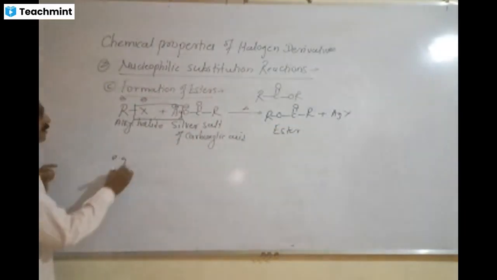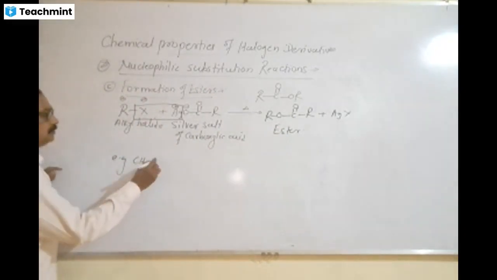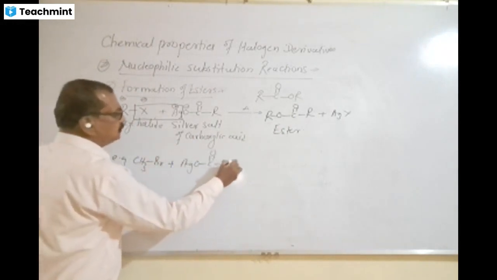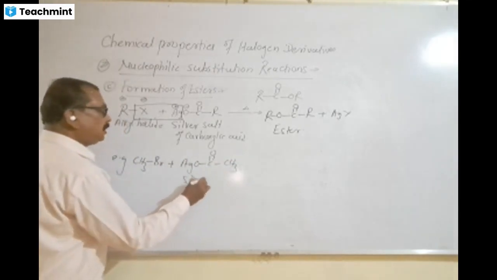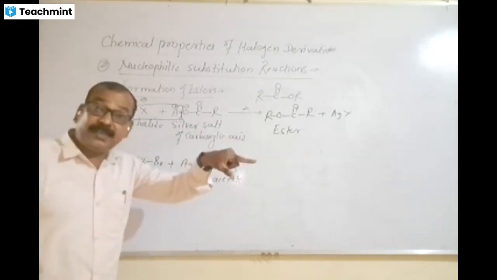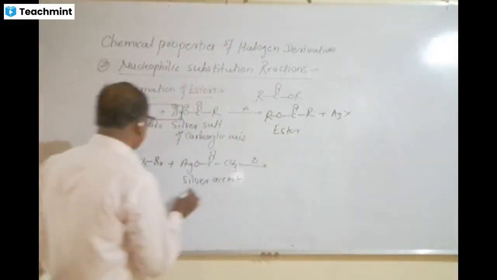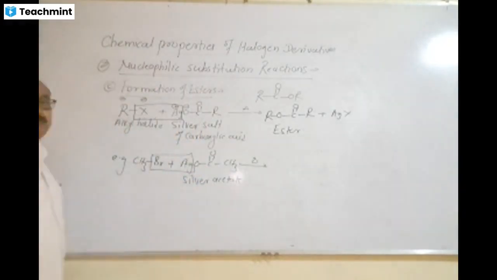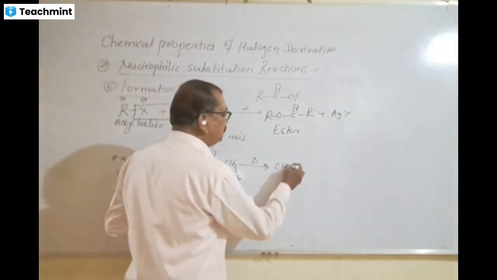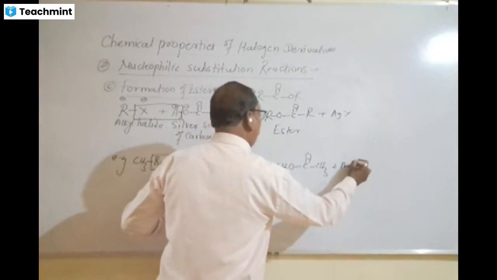For example, when CH3Br is treated with AgO C double bond O CH3, that is silver acetate. This salt is obtained from acetic acid, therefore acetate. Silver is present, therefore silver acetate. This halo group and silver form silver bromide, and this remaining group gets attached to the CH3 group. Therefore, CH3O C double bond O CH3 plus AgBr.